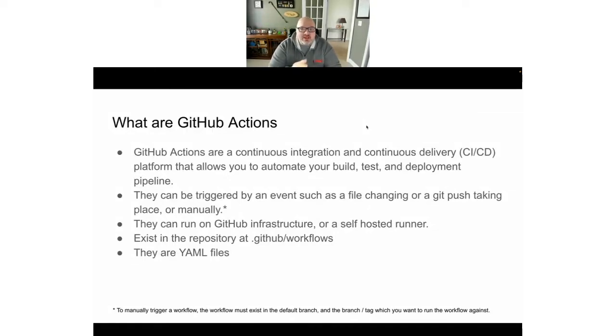You could run them on GitHub infrastructure or a self-hosted runner. You'd want to run on a self-hosted runner if your tests need to access internal resources such as a database, or you're deploying Helm or Terraform in a cloud provider. You'd already want to be inside that provider so you can access private IPs. They exist in your repository at .github/workflows, and they're YAML files.